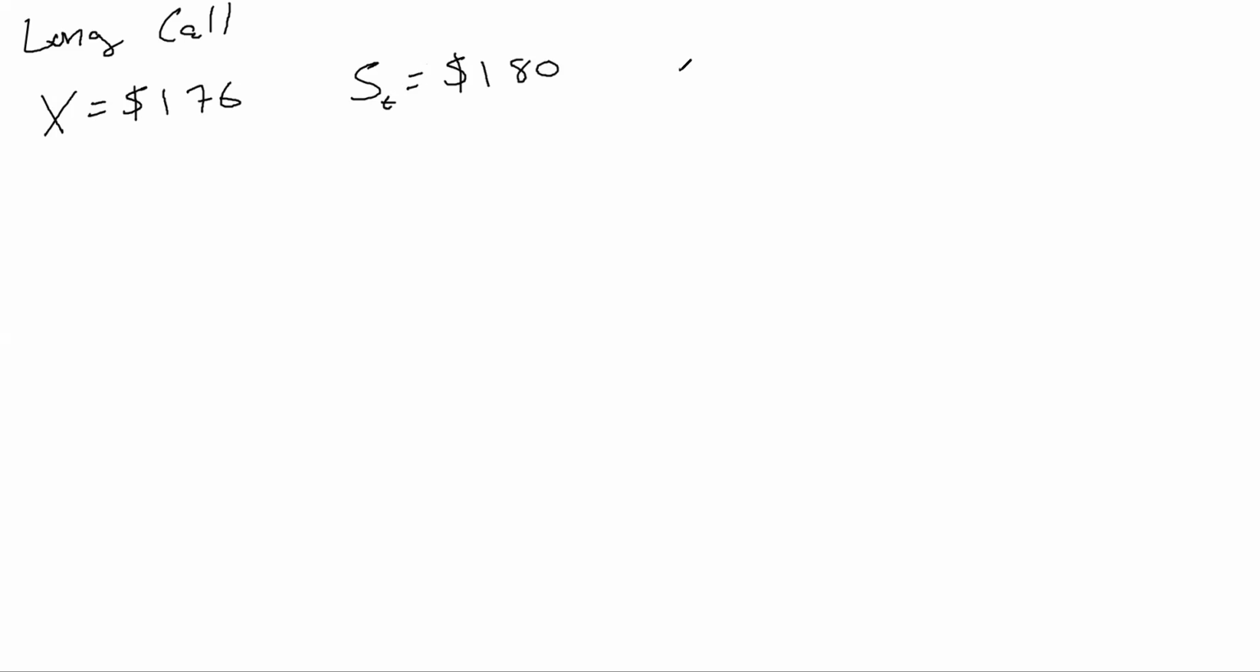So we're at the whiteboard. For this question, we are longing a call option, so we're doing a long call. The exercise price, remember this is from the notes, the exercise price X is going to be $176, and IBM's currently trading at, let's do S little t, currently trading at $180, and the option premium, say little p for premium, is $5.